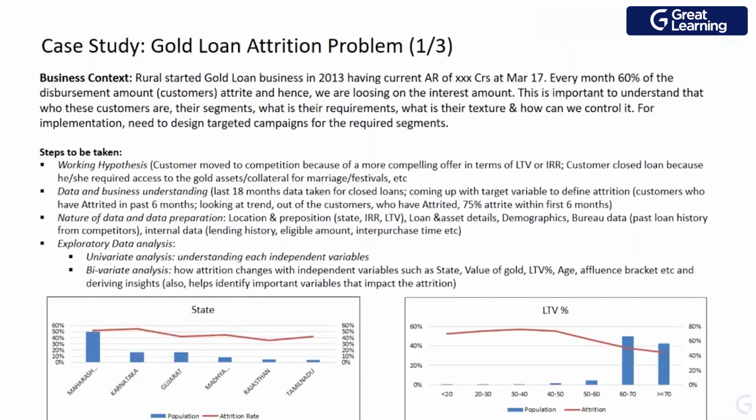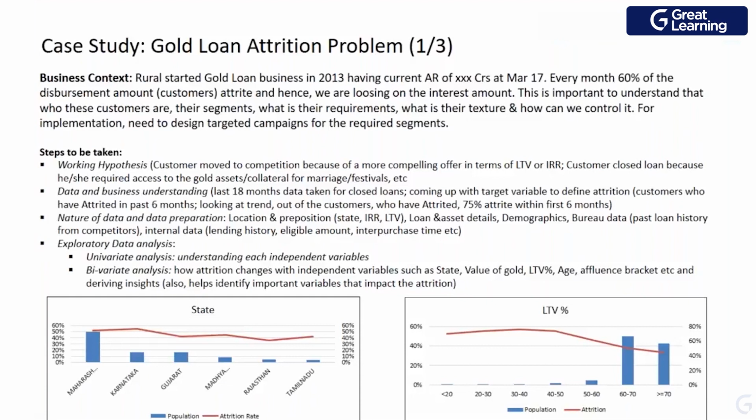The business context of this problem is that this is a gold loan business which was started by the rural business of one of the clients that I worked with. And they were having current account receivables. I'll explain, there are some technical terms in it, and I'll tell what each of these terms means. So they were having current account receivables of, let's say, XX crores at the end of March 17.